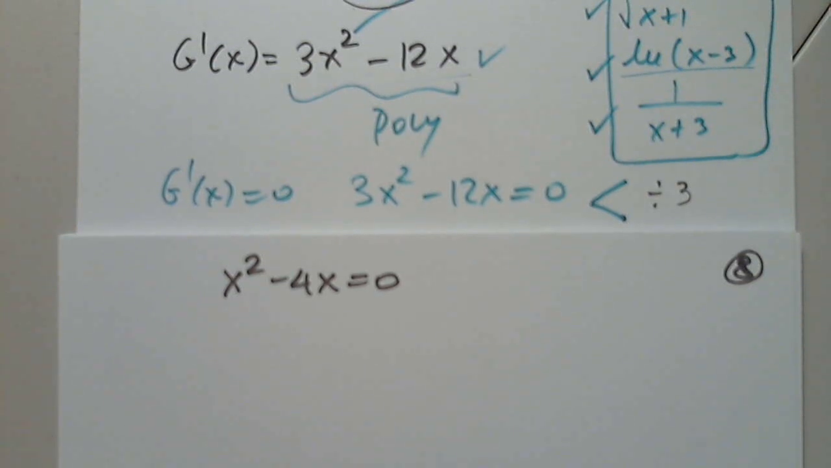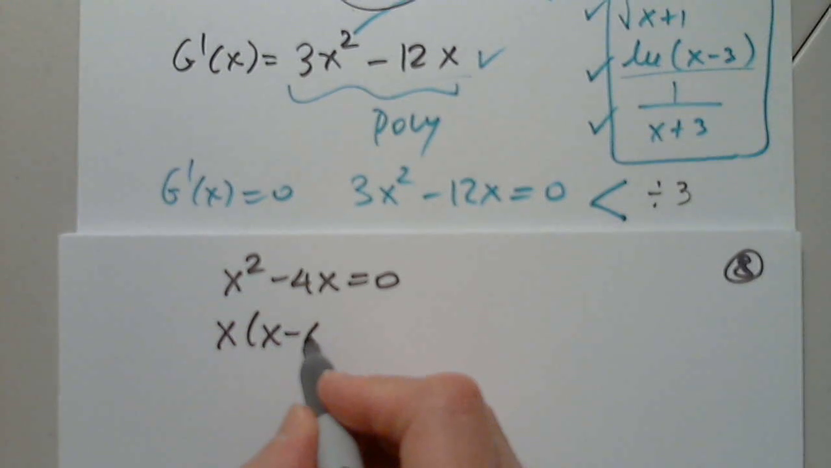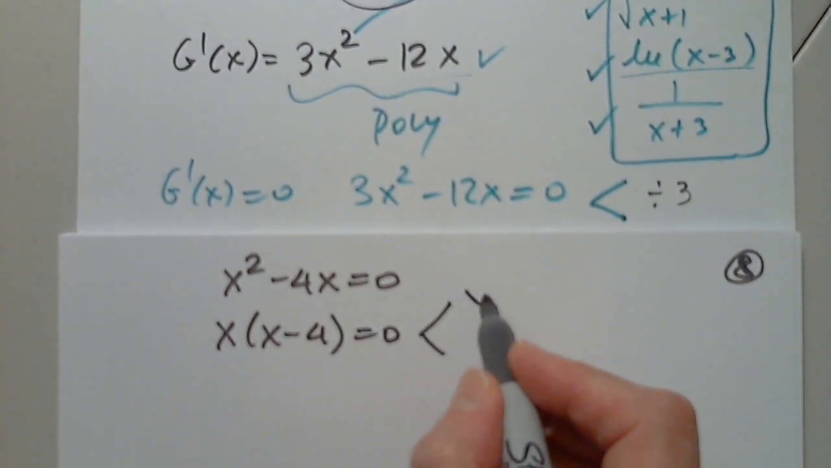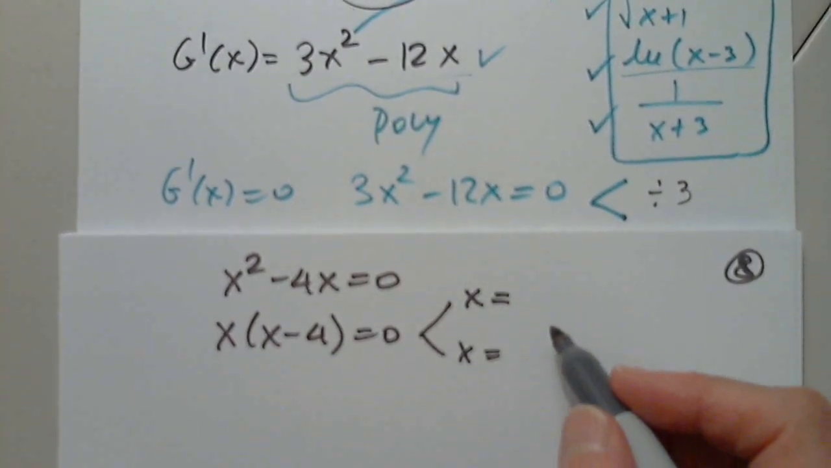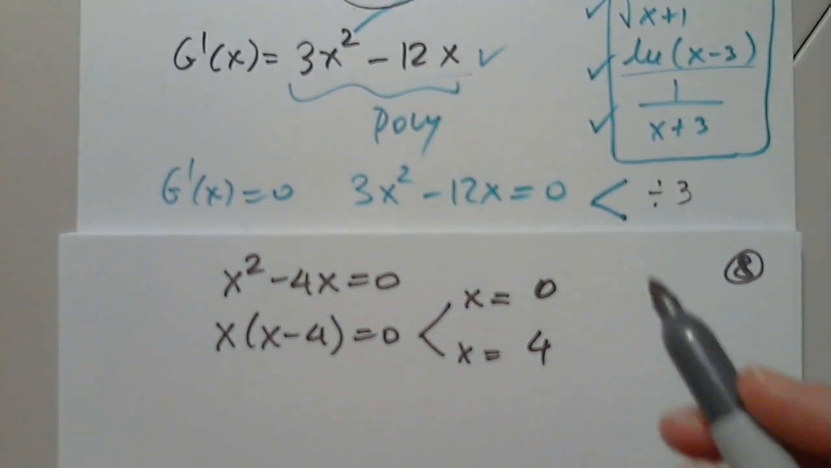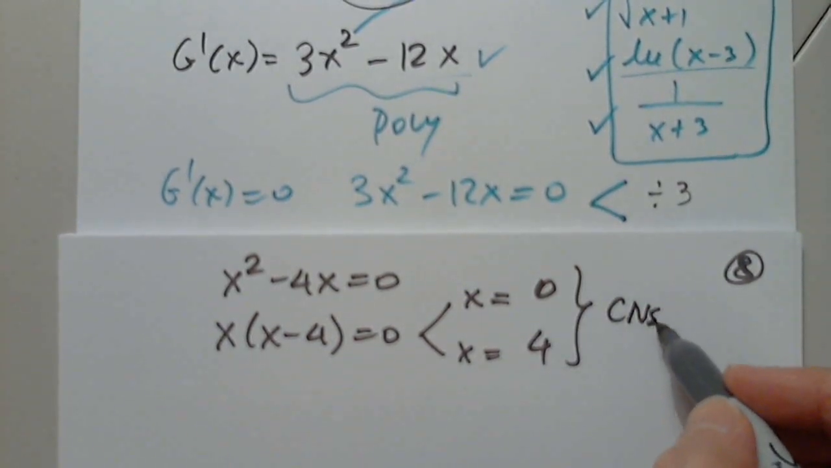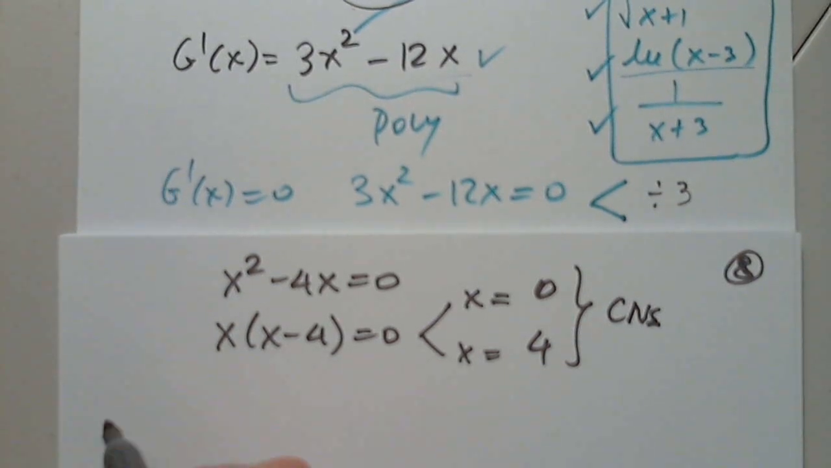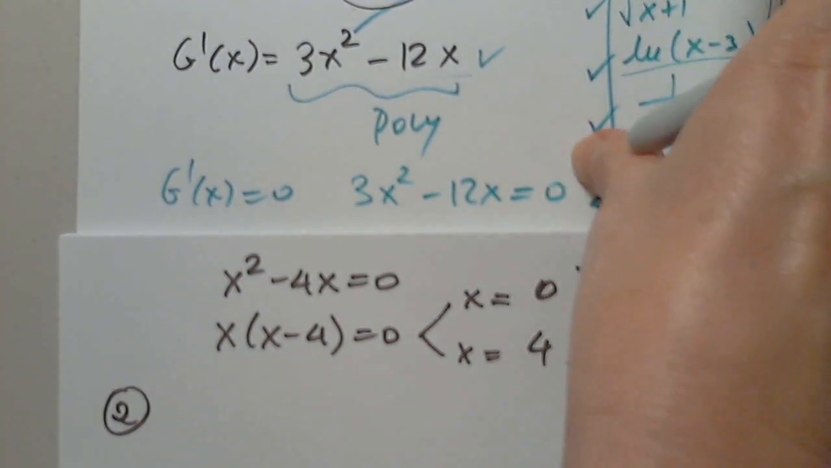Donnie, say it again. Factoring. Yes, I factor out x. And the solutions are? 0 and 4. Excellent. These are critical numbers. So that was number 1. Number 2.